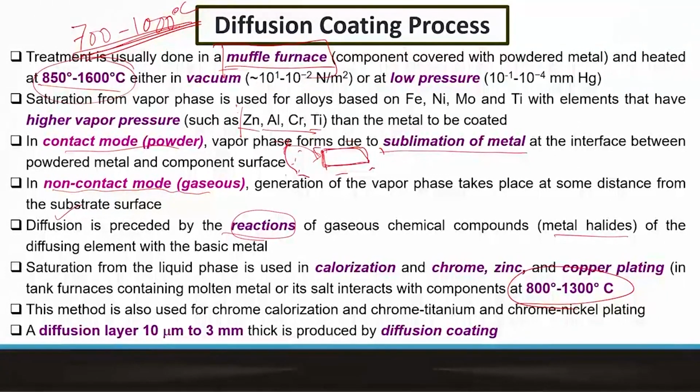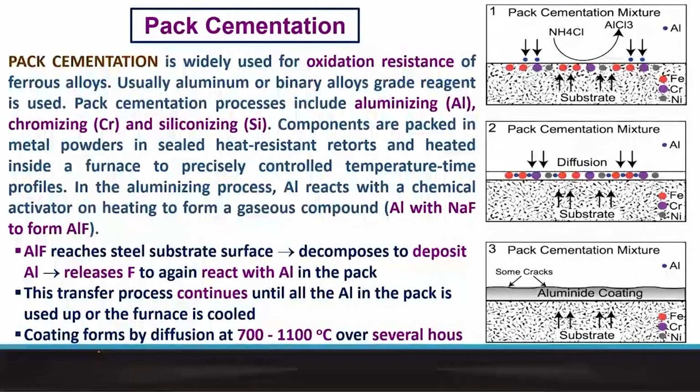So we could go for, let's say, chromium coating, and in that case we say chromizing, or chromium-titanium coating, chromium-nickel coating, and so on. Typically the diffusion thickness will be about 10 micrometers to about a few millimeters, and this thickness typically depends upon the time-temperature combination and of course the potential of the environment that we create, from which diffusion occurs. So the process generically is called pack cementation.